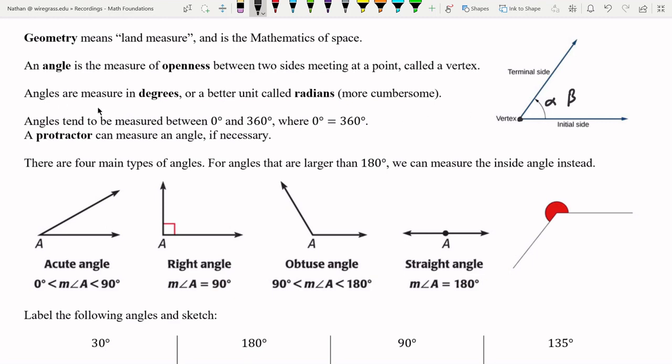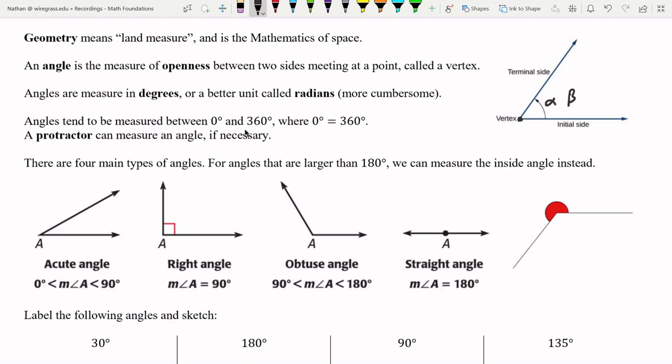Now, angles are going to be measured in degrees. That's what we're going to use here. A better unit is called radians, but radians are more cumbersome for what we're going to be doing. Radians are more preferred for a lot of specific engineering or physics applications. They're just a better unit, but we don't need to worry about them here.